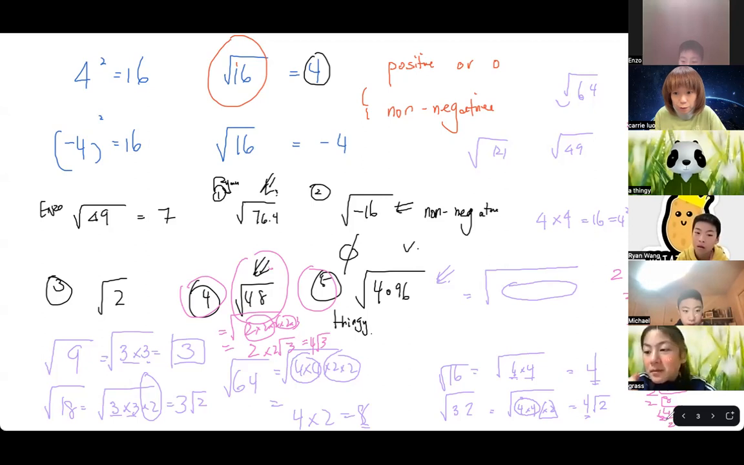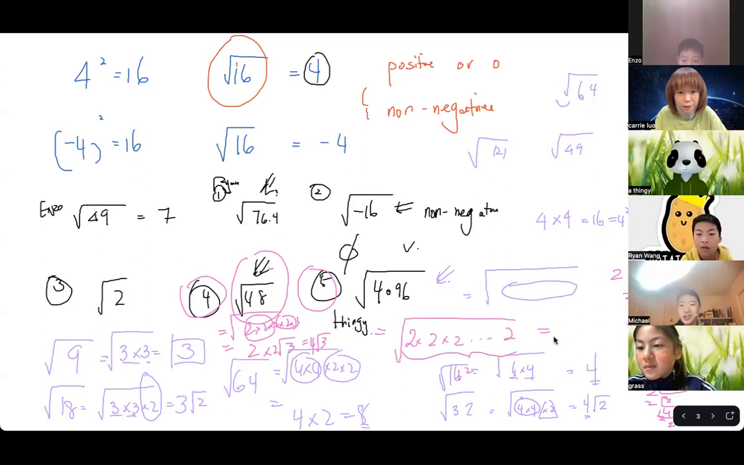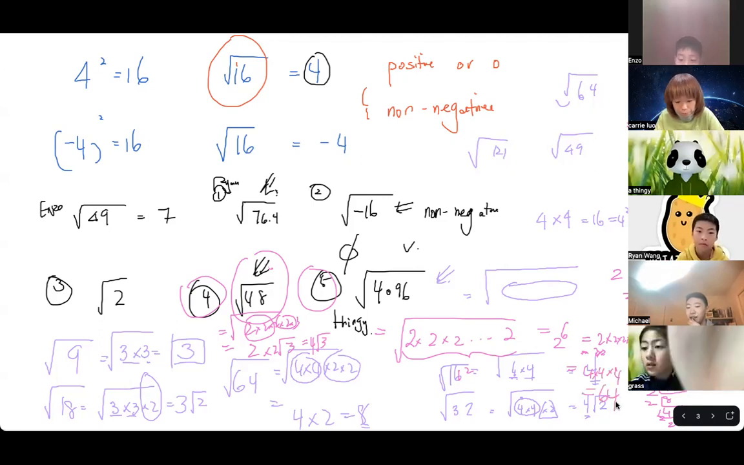So how many 2s? 1, 2, 3, 4, 5, 6, 7, 8, 9, 10, 11, 12. 12 2s are there. So 2, 2 became 1, so it will be square root, 6 2s, right? So the answer is 2 times 2 times 2 times 2 times 2 times 2. So the answer is square root 4 times 4 times 4. So the answer is 64. Oh, that's it.